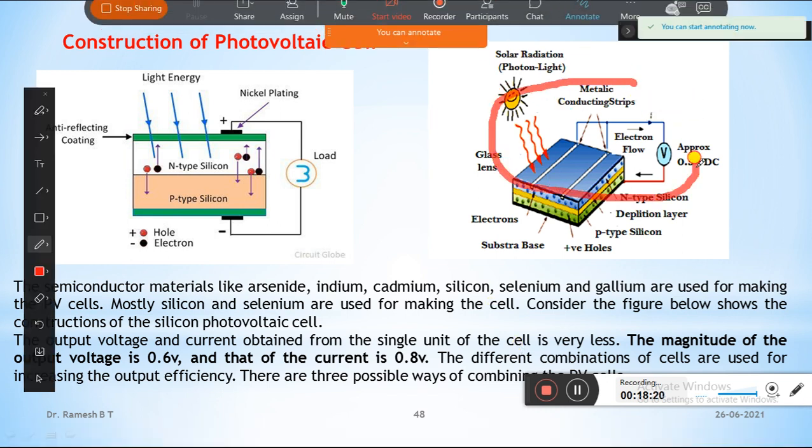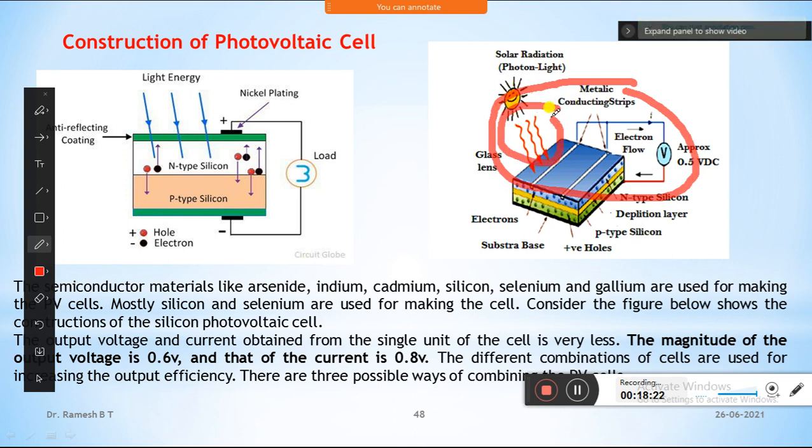So here, if there are no radiations, there is no power generation. If there is a small amount of radiation, then it will start generating current in the PV cells.